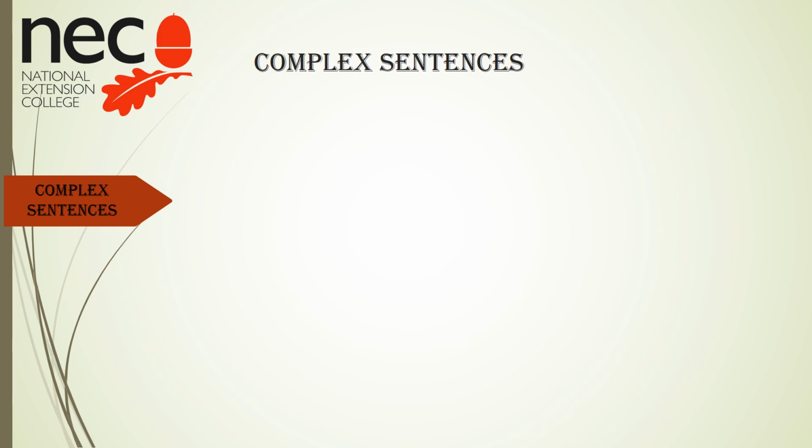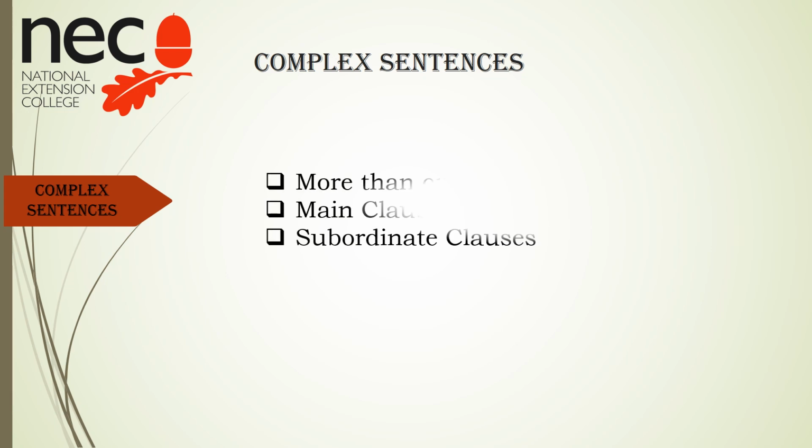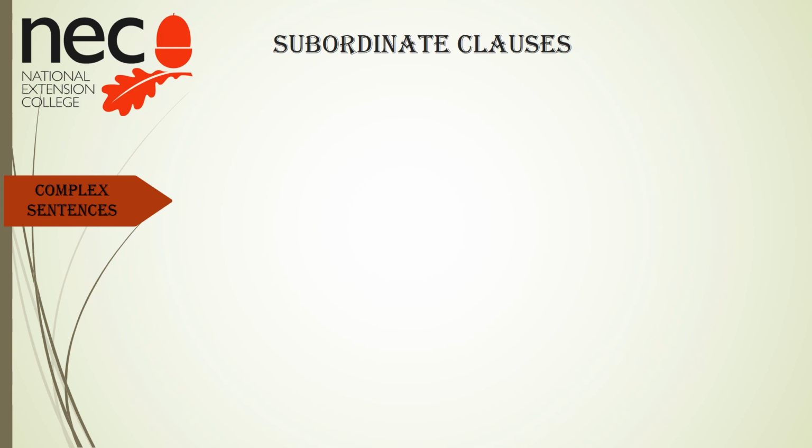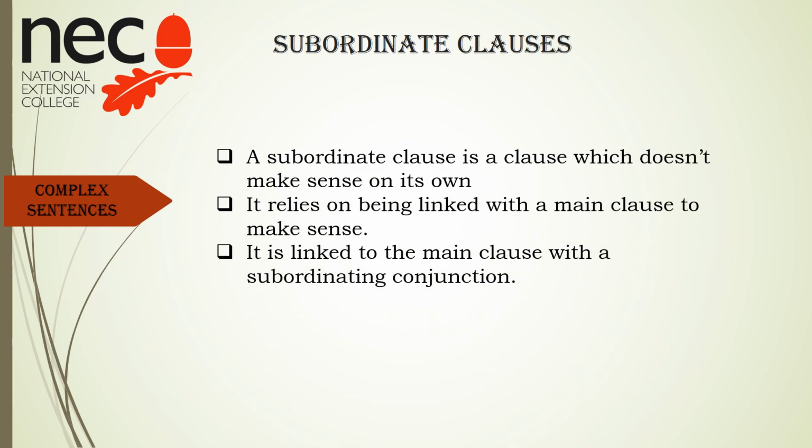Complex sentences. Like compound sentences, complex sentences have more than one clause. However, the relationship between those clauses is different. A complex sentence will have a main clause and one or more subordinate clauses. Subordinate clauses. A subordinate clause is a clause which doesn't make sense on its own. It relies on being linked with a main clause to make sense.